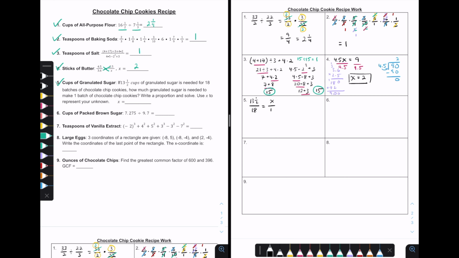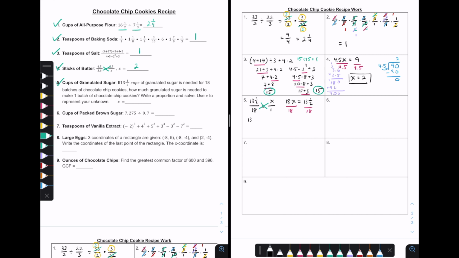That's the proportion. And if we're going to go ahead and solve this, keep in mind that these two multiplied equals these two multiplied, right? Always with proportions. So 18 times x is just 18x, and then 13.5 times 1 is 13.5. So to get x, we should divide by 18, because 18 times something is 13.5. So 13.5 divided by 18 should get you x.